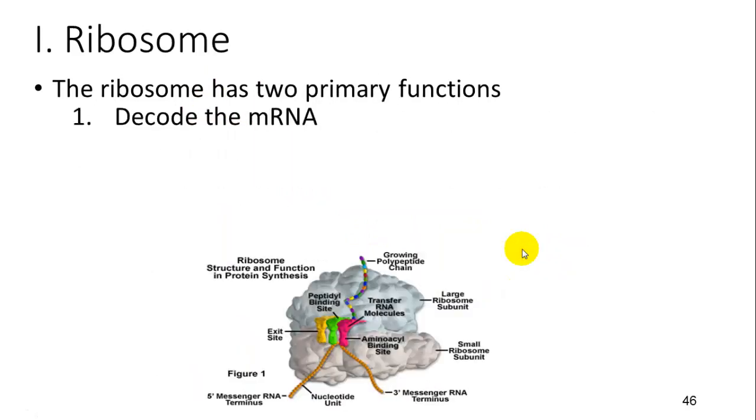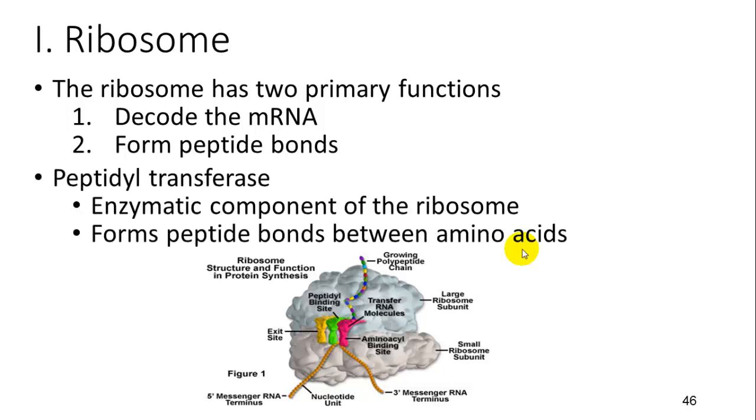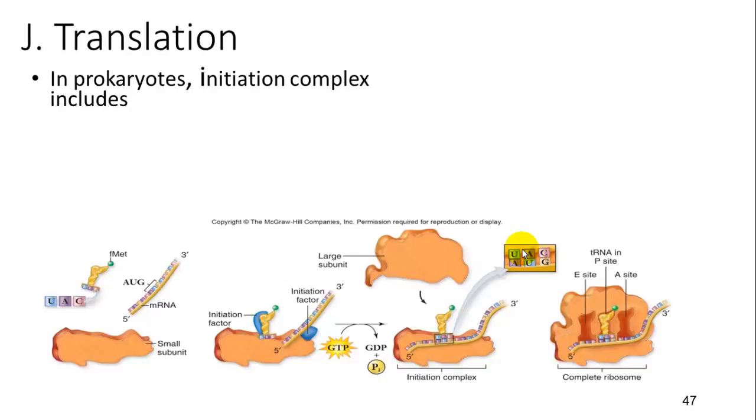The ribosome has two primary functions, one to decode the mRNA, and the second is to form the peptide bonds between the amino acids on the tRNAs. And peptidyl transferase is the enzymatic component of the ribosome. So this is the part of the ribosome that does the enzyme work that forms the bonds between the amino acids.